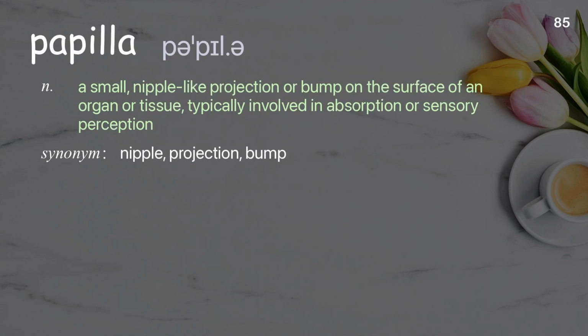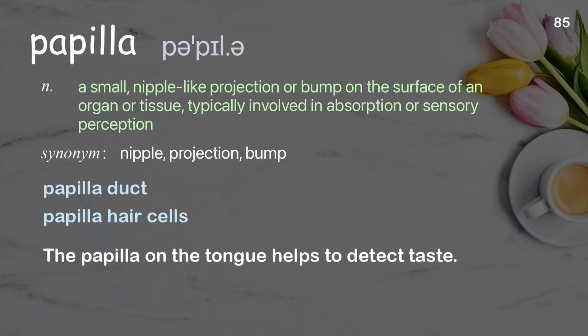Papilla. A small, nipple-like projection or bump on the surface of an organ or tissue, typically involved in absorption or sensory perception. Examples: papilla duct, papilla hair cells. The papilla on the tongue helps to detect taste.